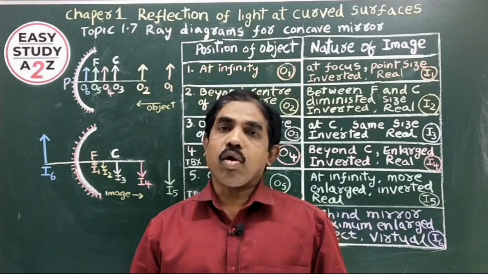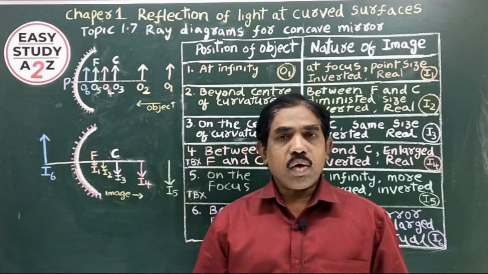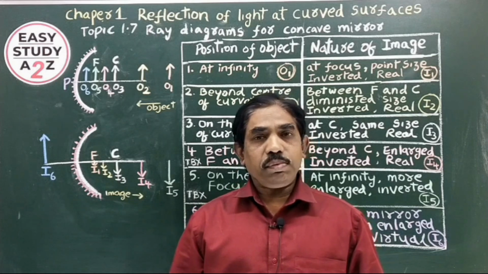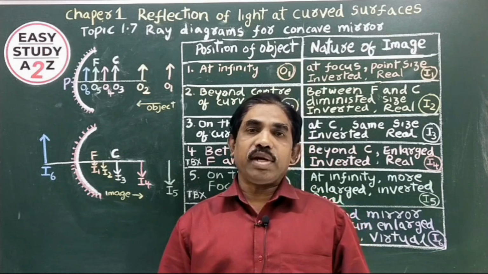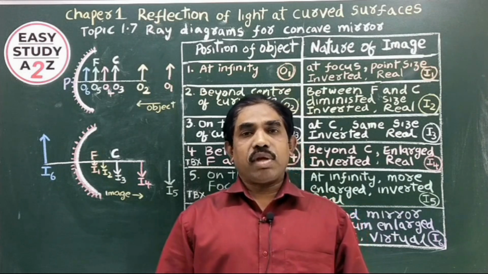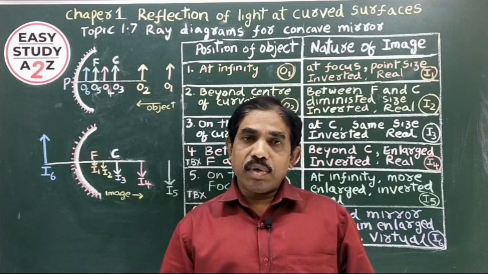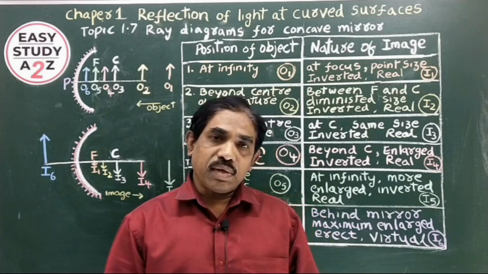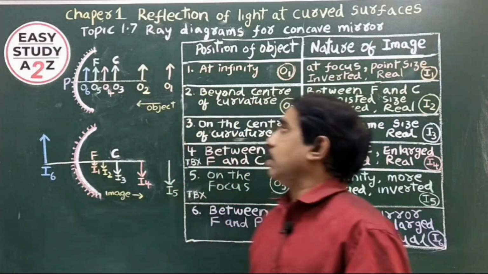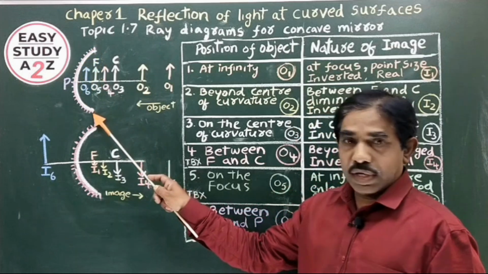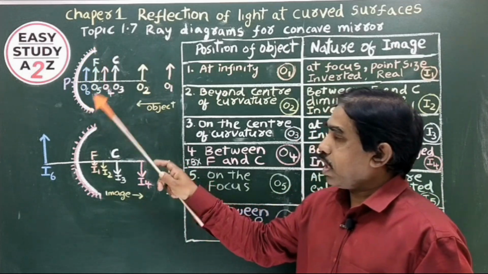Ray diagrams for a concave mirror. We have 6 ray diagrams for a concave mirror. We keep the object at 6 different places and we observe the nature of the images observed at these 6 different places. Let us observe the phenomena. See here, this is a concave mirror and this is the reflecting part.